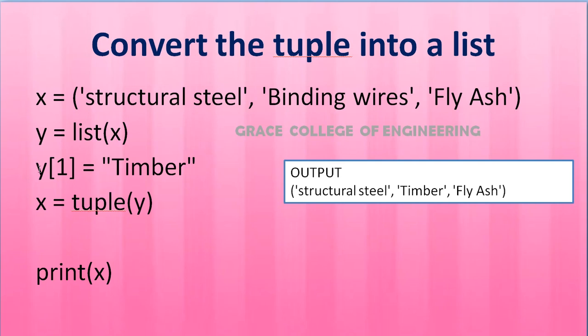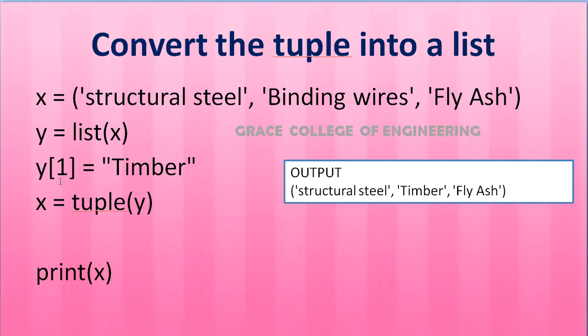Then y of 1. A list is changeable, you know the concept, but the elements of a tuple are unchangeable. So that is why we are going for this method. So y of 1 equals timber. Already y of 1 is binding wires, so binding wires will be replaced with timber.